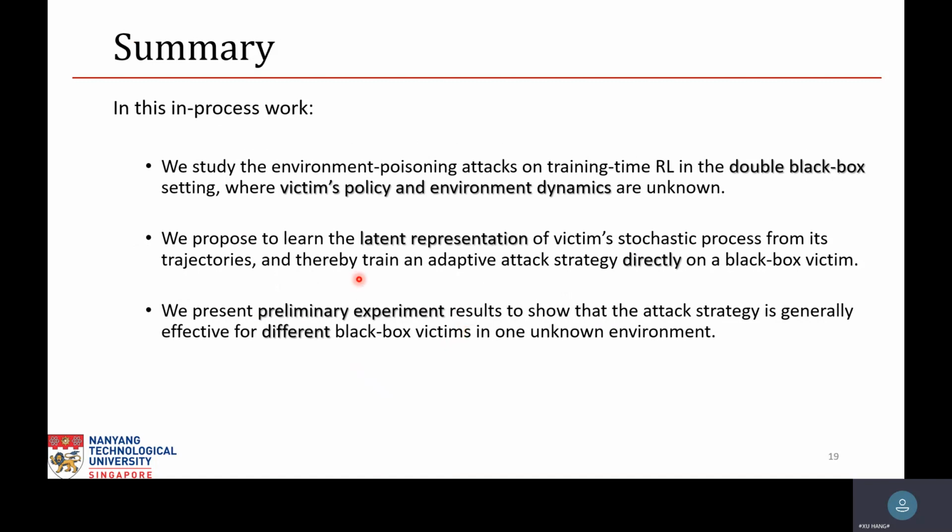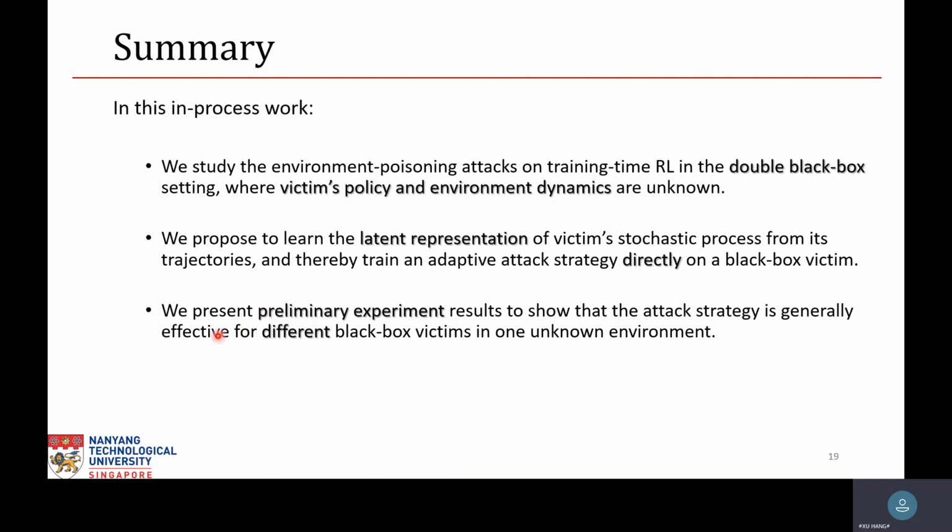So this is work in progress, and in this work, we study training-time attack in the double black box setting, where the agent's learning algorithm and the agent's environment dynamics are unknown to the attacker. This setting is closer to real-world applications, so we call it the truly black box attack. To solve this problem, we proposed a latent representation of the victim's stochastic process based on its trajectories, and then learned the attack strategy based on the approximation in the latent space.